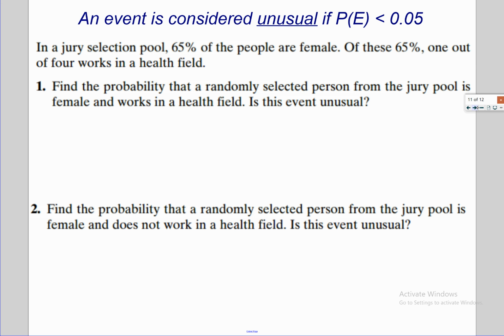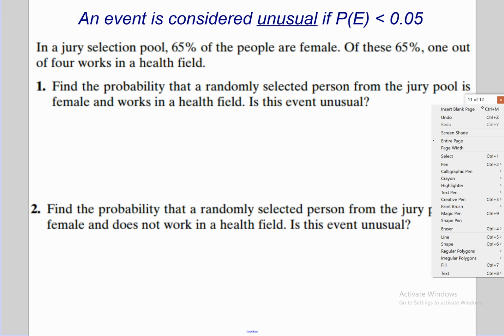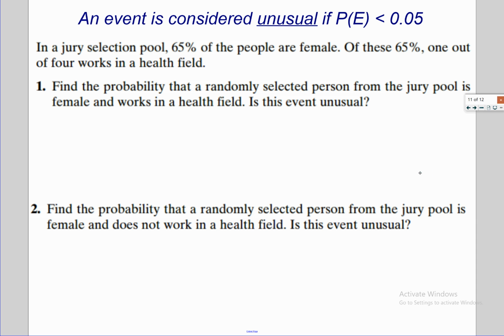So this says, in a jury selection pool, 65% of the people are female. Of those 65%, 1 out of 4 works in the health field. First thing we're going to do is find the probability that a randomly selected person from the jury pool is female and works in the health field. Okay, so let's start with the probability that the person is female. What is that probability? 65%. So 0.65.